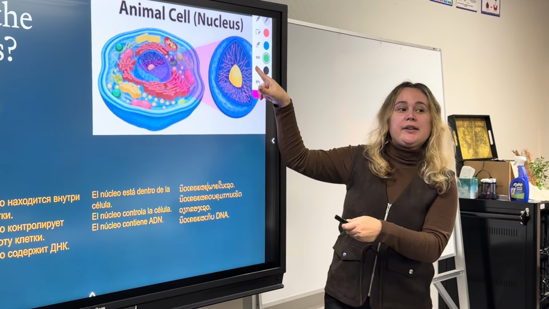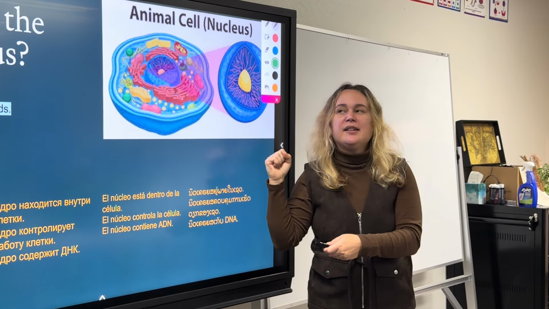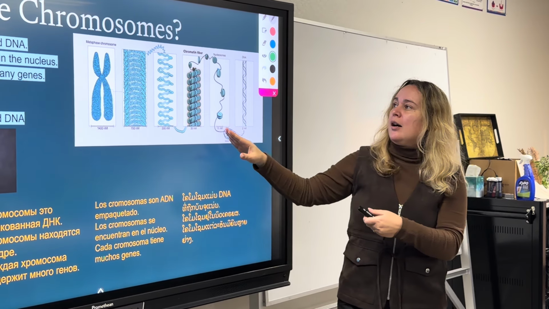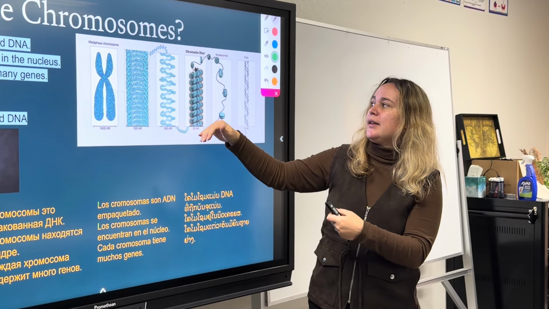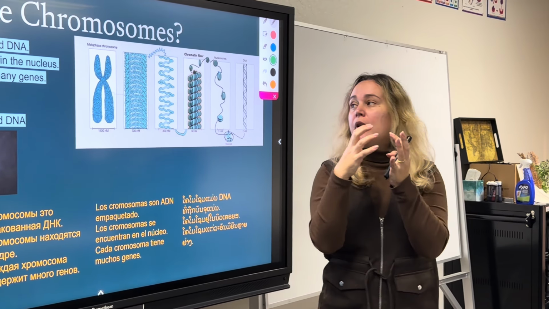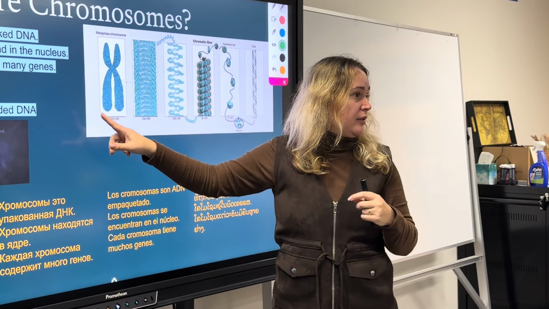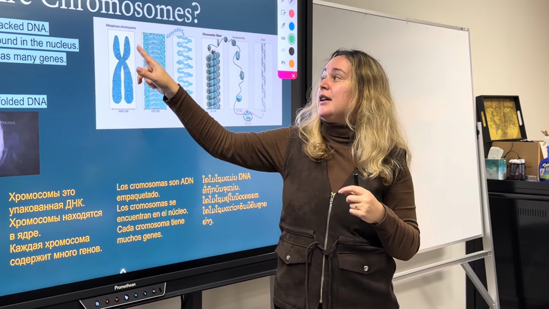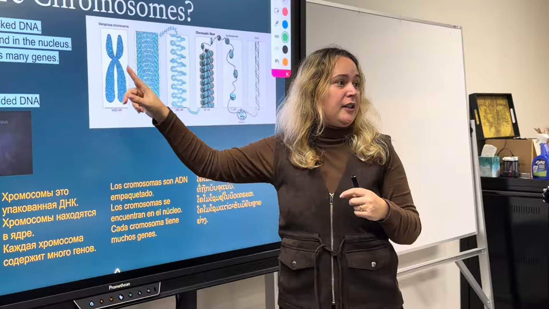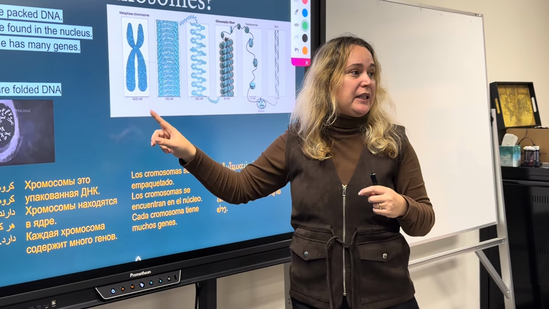But when the nucleus decides we're ready for division, we need more cells. The DNA starts a folding process, and it's packed, it becomes more compact and creates chromosomes. You can see here that there are many DNA strands in each chromosome. This is not a single line, it's many DNA.